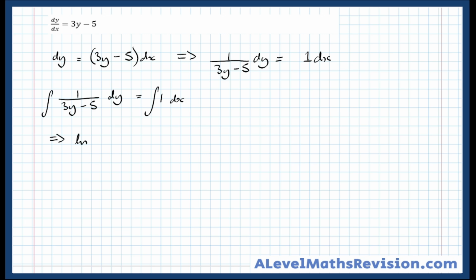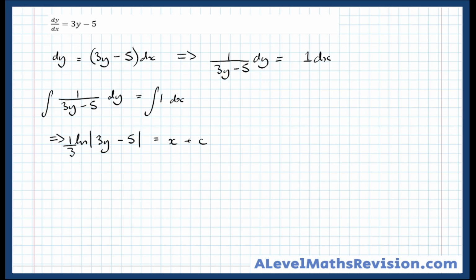Which means that integrating gives log modulus of 3y minus 5, and don't forget to divide by 3, the differential of the bracket, equals x plus c. And there we have it. We've done exactly what was asked. We've solved that differential equation. There's no longer a differential in there. If we wanted to write it as y equals, we could, but it hasn't asked, so we're good to leave it just like that. And again, it's a general solution because we haven't found the value of the constant.